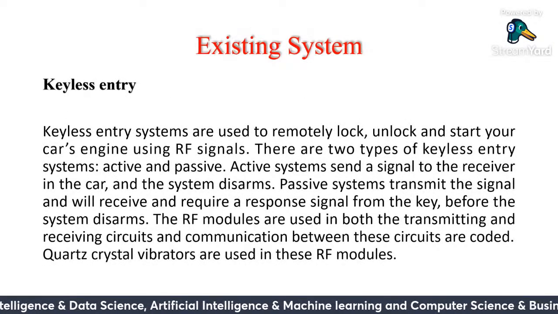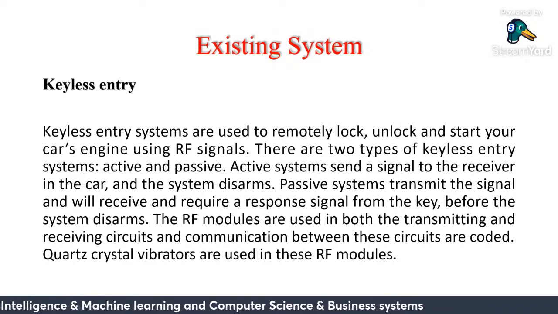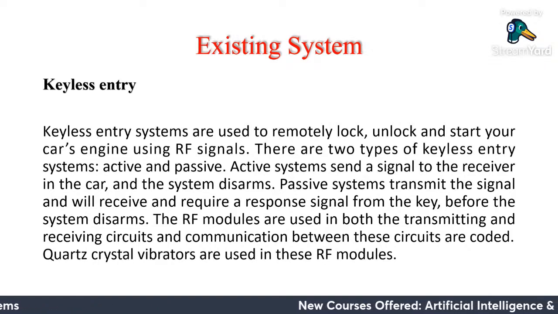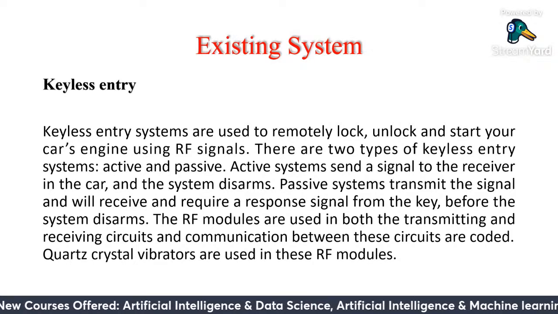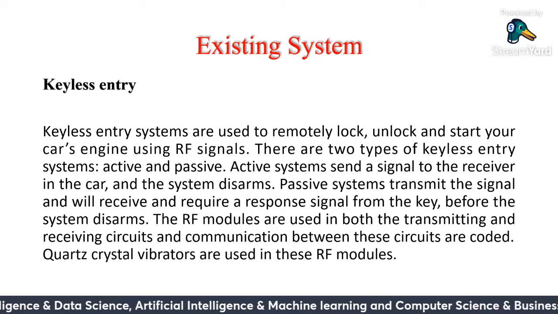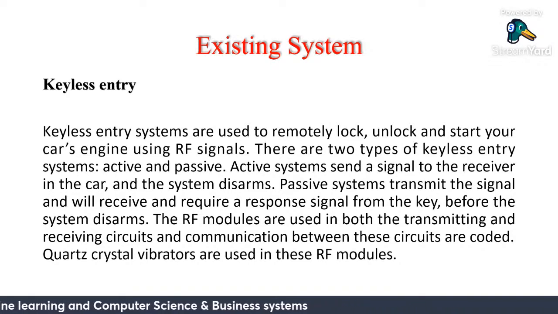So let's see the existing system. The existing system consists of keyless entry. Keyless entry was developed long ago, 8 or 10 years back. Keyless entry is used to remotely lock and unlock and start your car engine using RF signals. If the RF signal of the key and the RF signal of the car match within the permissible range, such as 1 meter or 0.5 meter, the door is automatically unlocked, so that the user can easily enter the car and start it. So the keyless entry system was developed.